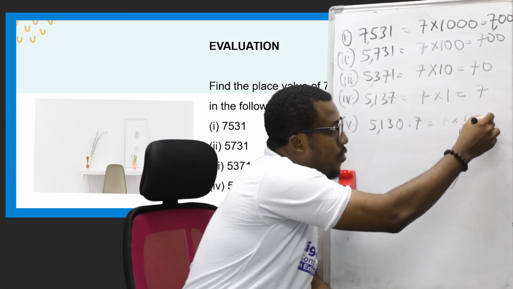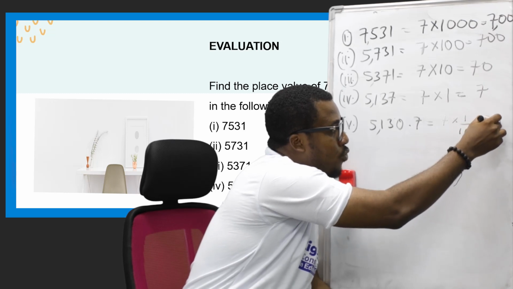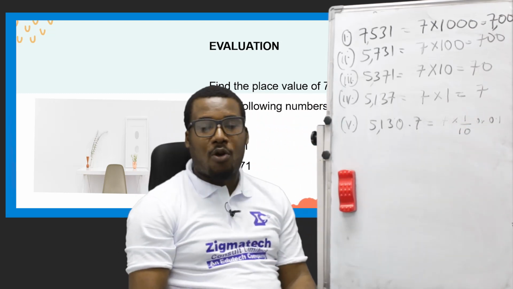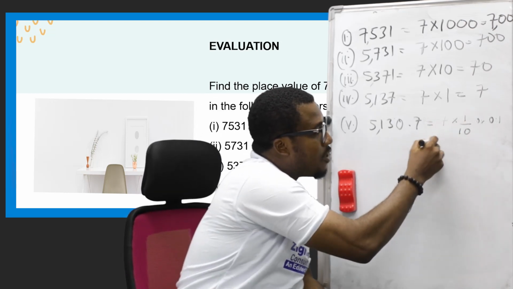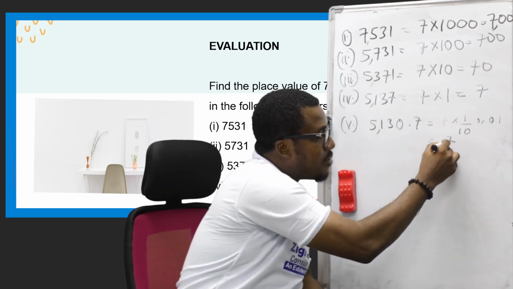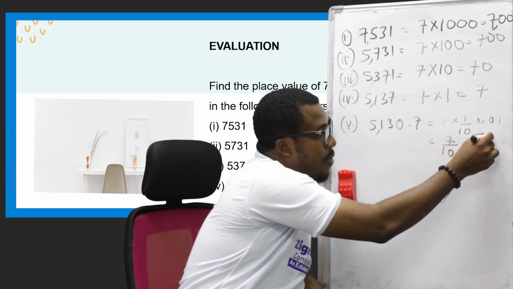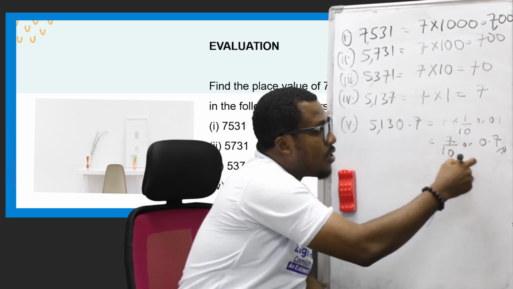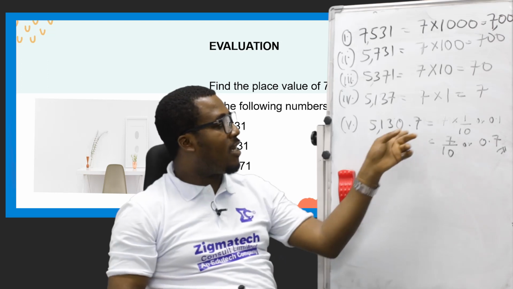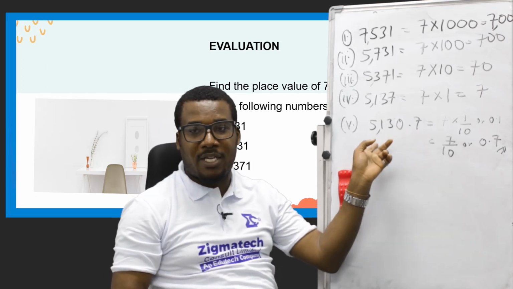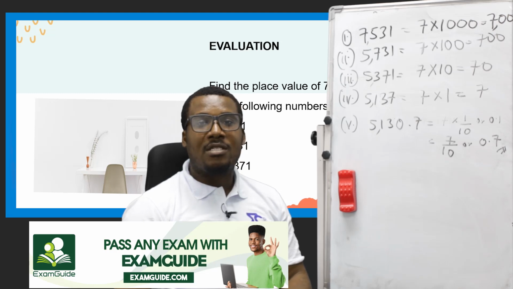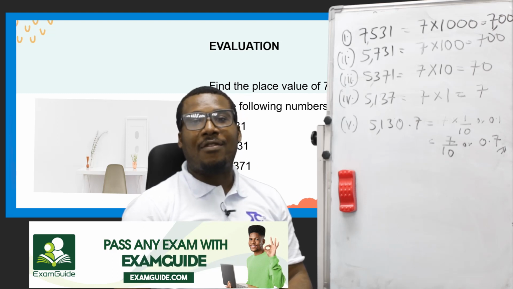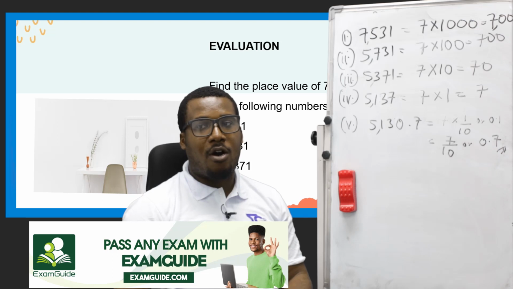Or 0.1. If you do the calculation for this, you will find out that it will become 7 over 10 or 0.7. Thus, in this representation, this set of numbers here, the 7 is falling under the 7/10 of a number.